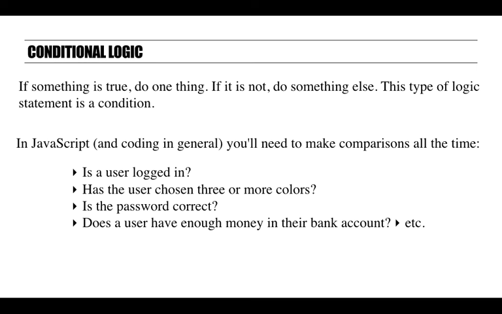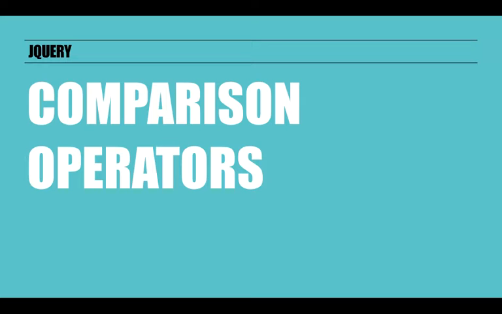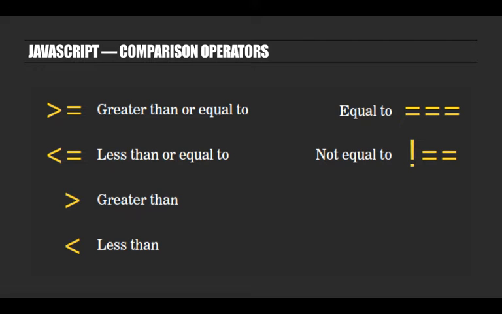So with conditional logic, basically what you're saying is if something is true, then do this one thing. If it's not, then do something else. And so this is called a condition. So in JavaScript, you need to make these comparisons in general for websites. So you want to check if users are logged in, or to see if they chose the maximum options or whatever. There has to be some conditions that you want to check.